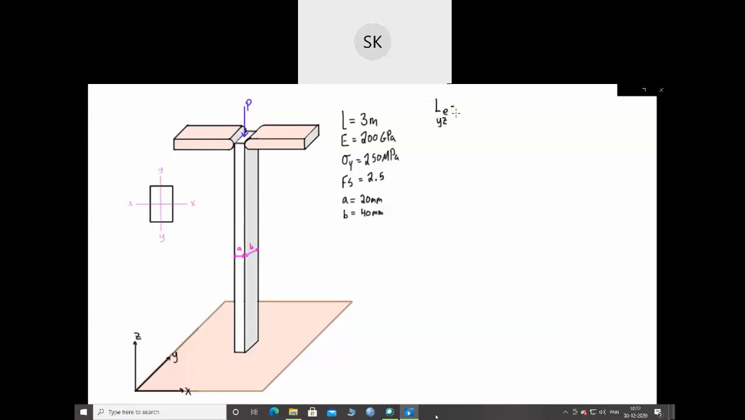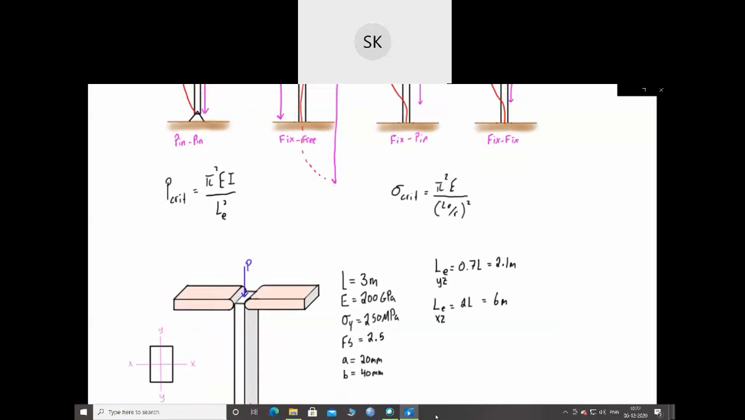This is going to be where we have a fixed pin connection, so that will be equal to 0.7 L, and 0.7 times 3 there is just 2.1 meters. Now our effective length that we're going to be using in the XZ plane was 2L for the fixed and free connection, so 2 times 3, that's just going to be equal to 6 meters.